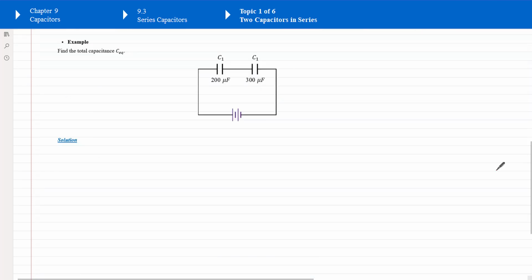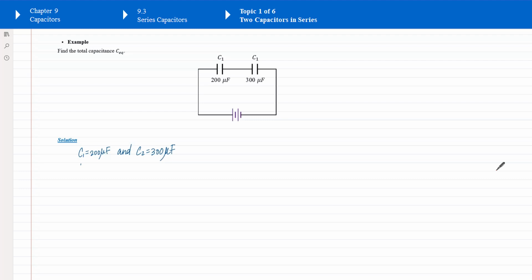Let's work on one example. Two capacitors C1 and C2 connect in series. C1 equals 200 microfarad and C2 equals 300 microfarad. What is the total capacitance of this system?